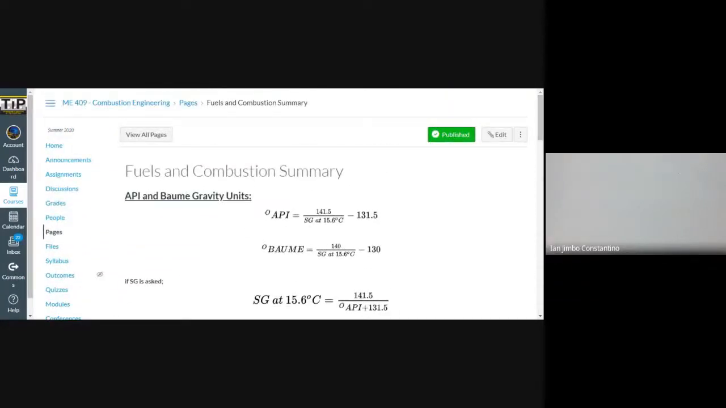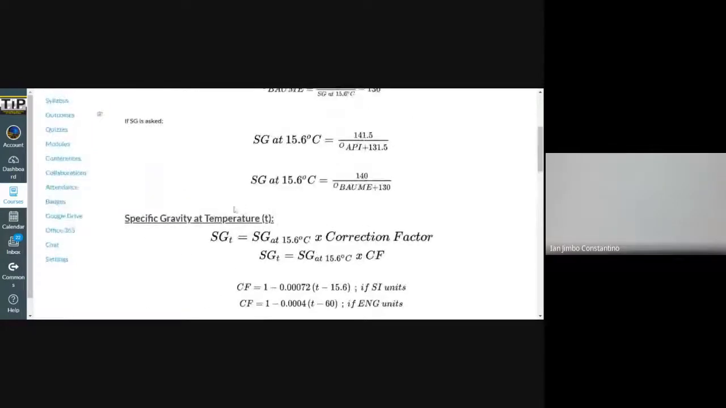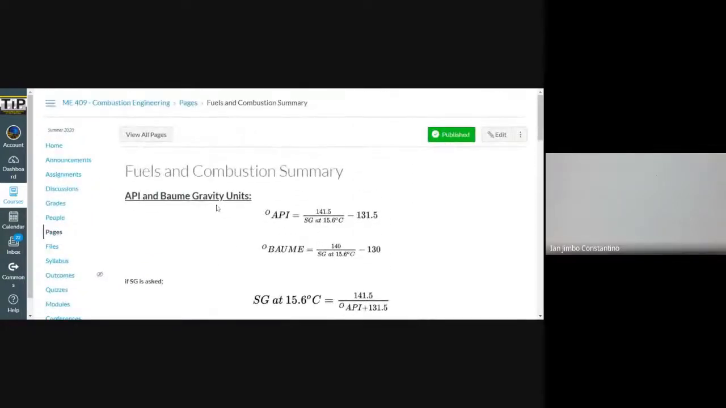board exams. So I am preparing you not only to be a graduate, but I will prepare you to be board ready. Since at these times we can have face-to-face classes, I'll do my best for you to learn all these topics. But for now, let us go with the combustion summary.